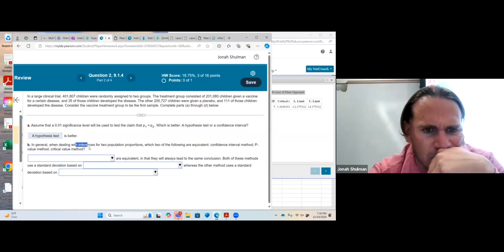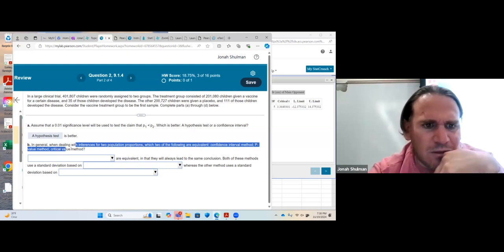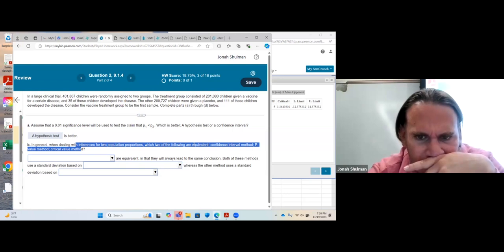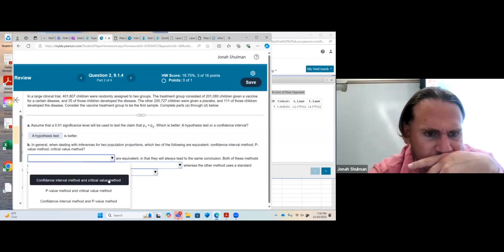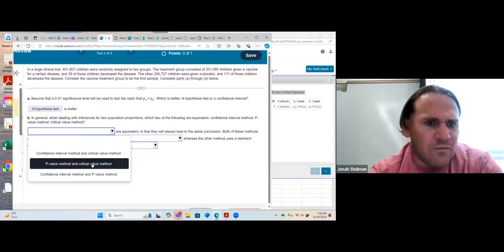In general, dealing with inferences for 2 population proportions, which 2 of the following are equivalent: confidence interval method, p-value method, or critical value method? To me, p-value and confidence interval are pretty much equivalent. So I'm going with confidence interval. No, it's p-value and critical value method.